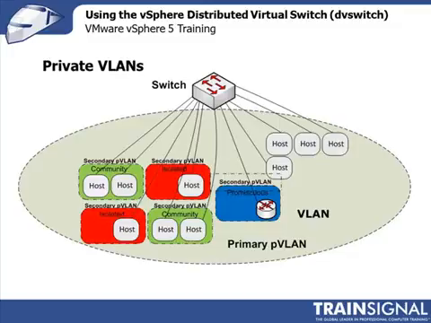Now, you obviously can also have hosts in the VLAN that are not part of any secondary private VLANs. They're just hosts that are added to a VLAN. So all of those can talk to the switch, etc., etc.